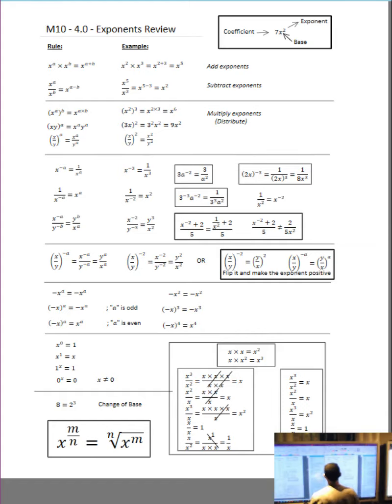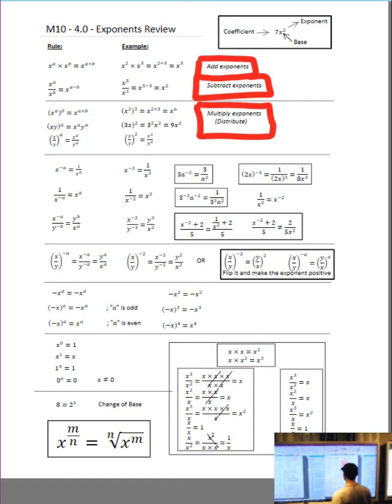Okay, from the top, let's take a look at the rules. So when multiplying with the same base, we add the exponents. When dividing with the same base, we subtract the exponents. When we have exponents to exponents with brackets, we multiply or distribute the exponents.